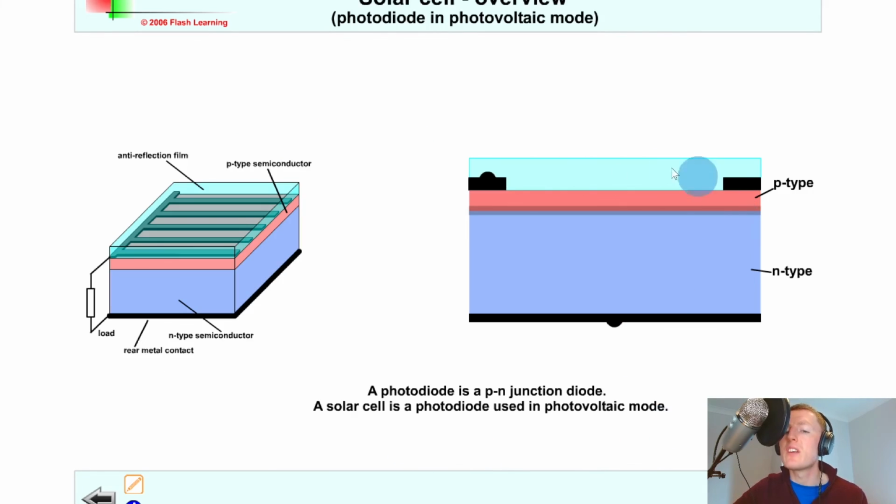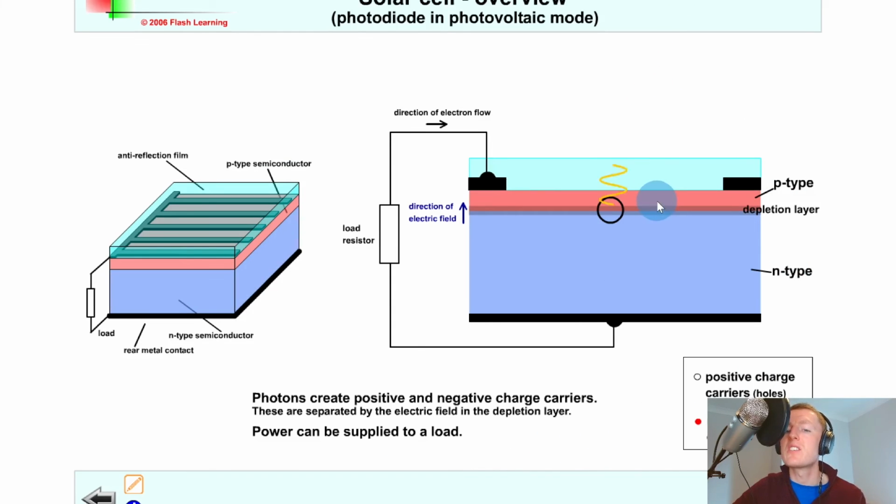If we zoom in on a side view of the PN junction, you can see we've got it in photovoltaic mode, and if we play here you'll see that when light is incident on the solar cell, we get the electron-hole pair created, and these are separated by the depletion layer into the P-type and N-type materials, and therefore we get charge flowing around the circuit.